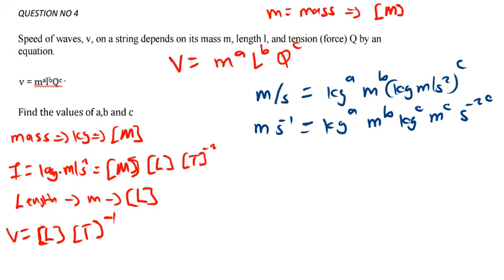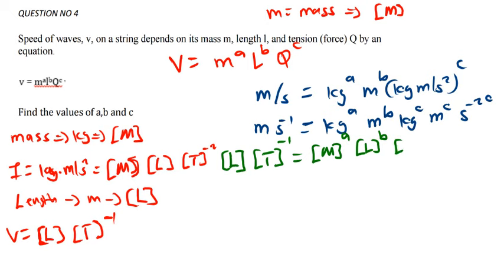Now we'll replace this with the square brackets. So meters is length, so I'll say length. Let me use a different color. Time is t, so I'll put t to the power negative 1. Kg is m, so I'll put m to the power a. Meters is length, which is going to be to the power b. Kg is mass to the power c. Then again length to the power c. Then again time to the power negative 2c.